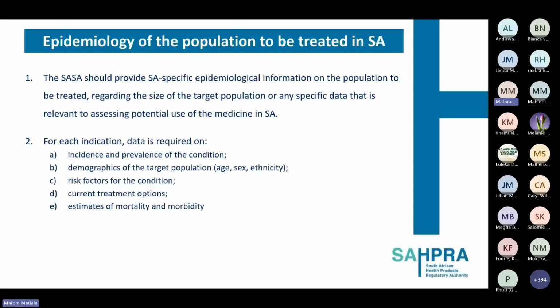For each indication, data is required on incidence and prevalence of the condition, demographics of the target population, risk factors for the condition, current treatment options, and estimates of mortality and morbidity. So this is the kind of information that we would request.